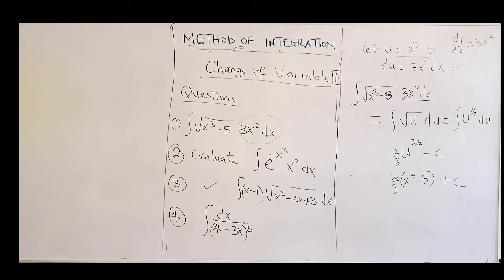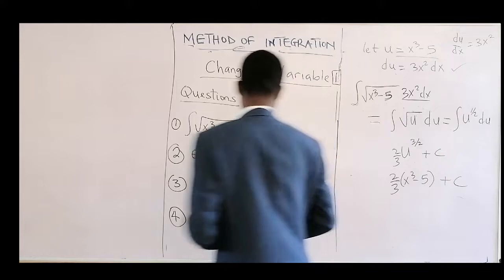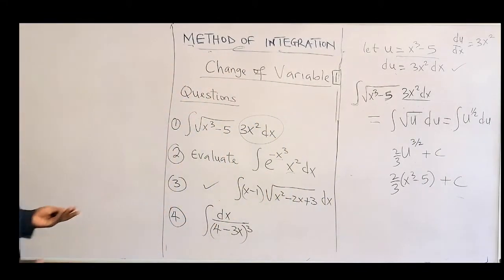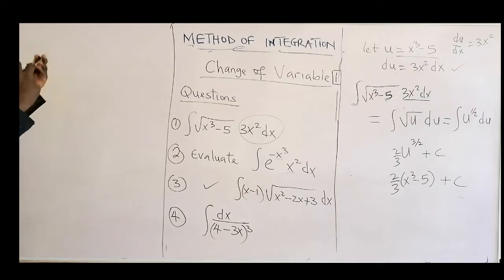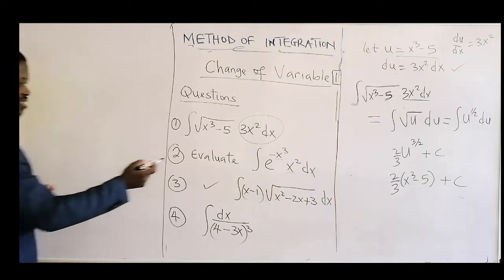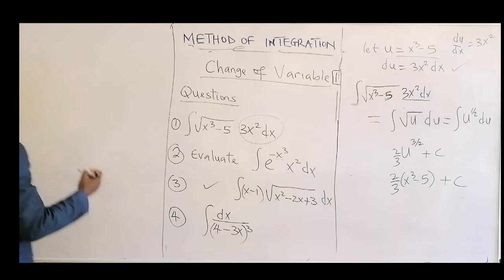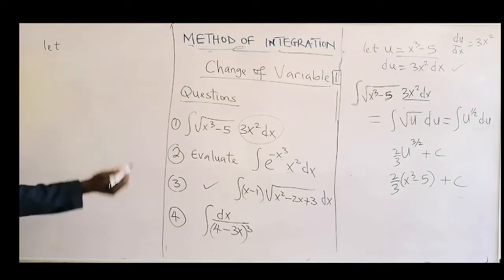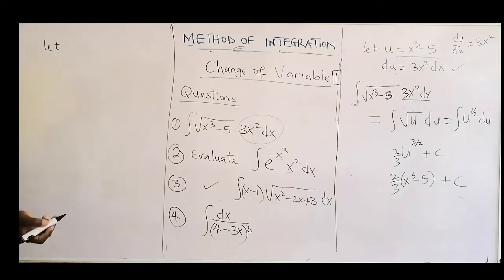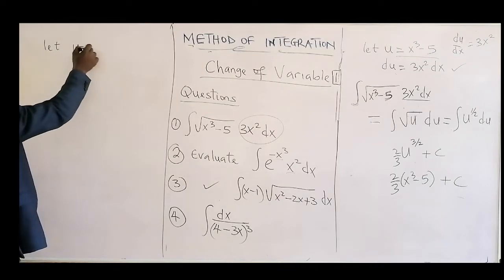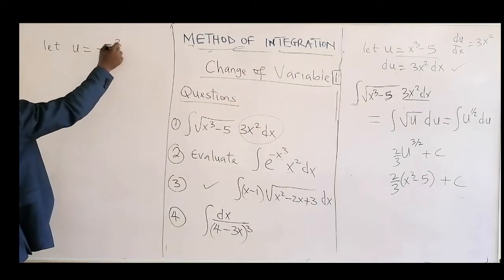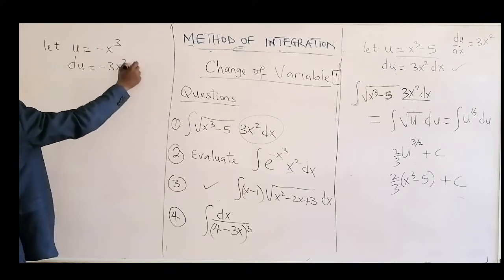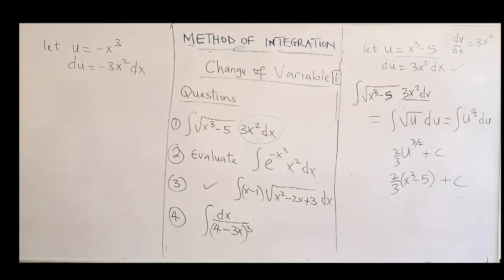Look at this question too. The independent variable here is x. So we want to change the variable, and we look for the one that looks complex, which is this one. Let's call it a letter. The choice is yours. You could use v, you could use any alphabet you like. Let u be equal to minus x cubed. So du is minus 3x squared dx.